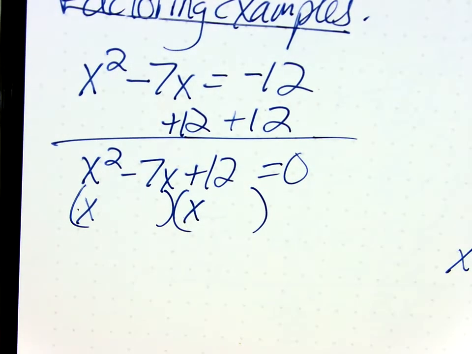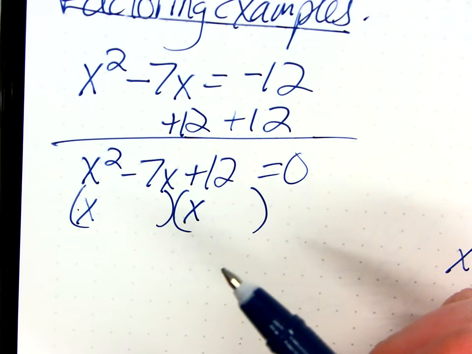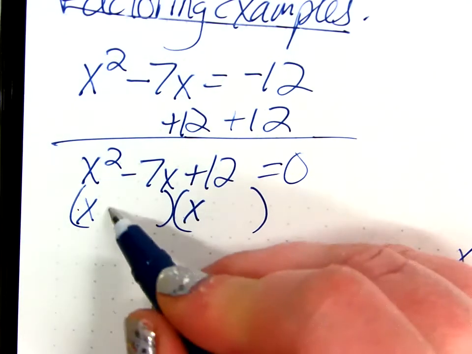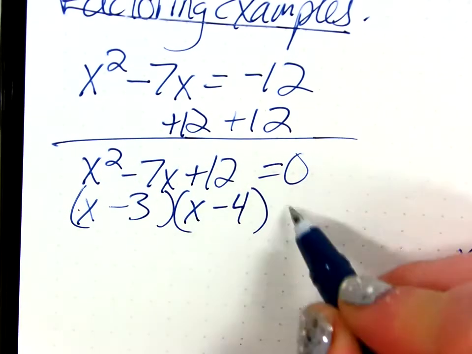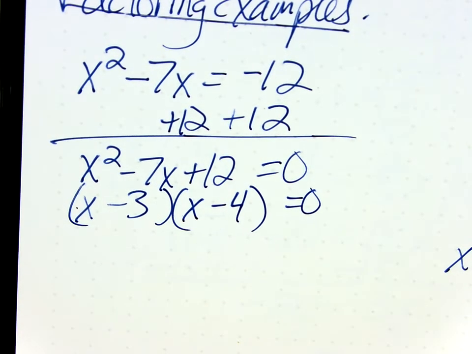Whatever those numbers are, remember you just put x in the first spots, and then what are those two factors that get me to negative 7? Negative 3 and negative 4. It doesn't even matter the order you put them in. You could have put the negative 4 there and the negative 3 there. It doesn't matter. Does that ring a bell?